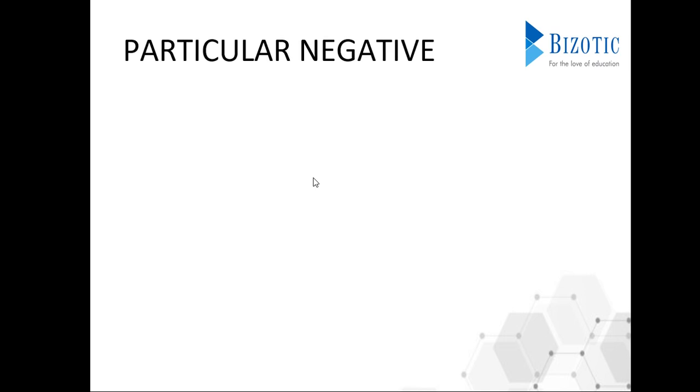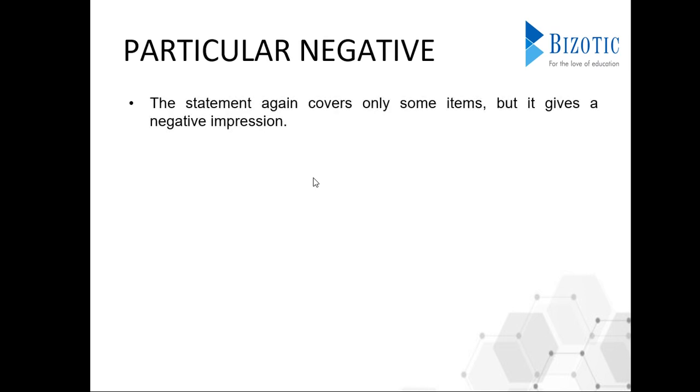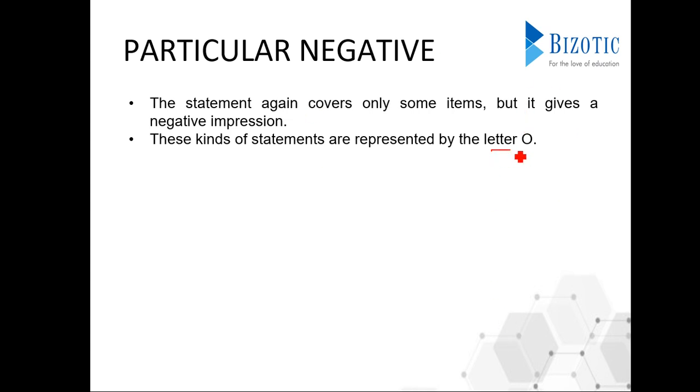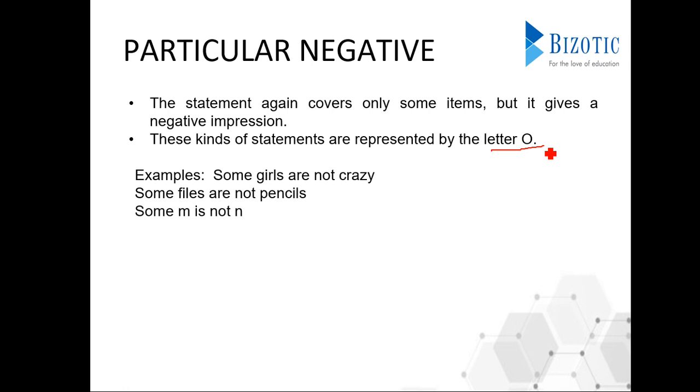The last one is particular negative. The statement again covers only some items, but it gives a negative impression, just the opposite of the previous one. These kinds of statements are represented by the letter O. So we have got all four represented by different letters. Example: some girls are not crazy, some files are not pencils, some M is not N, some Rohits are not Dhavans, few vegetables are not green.